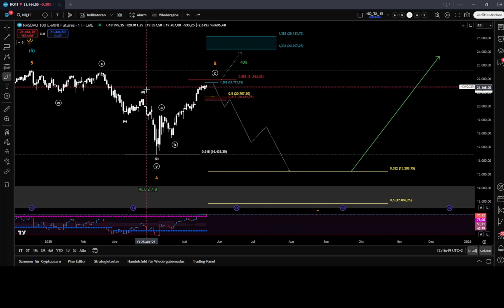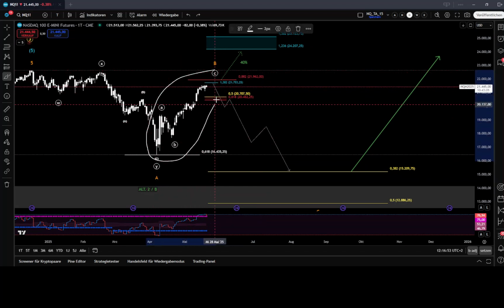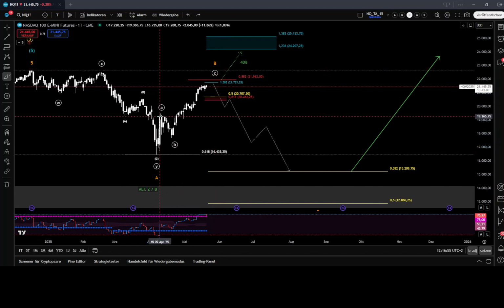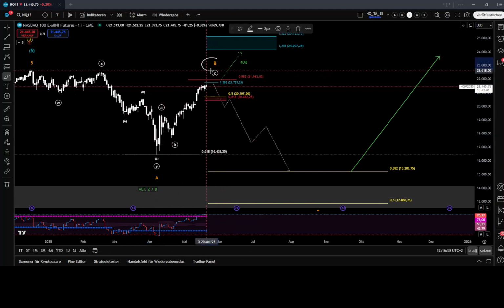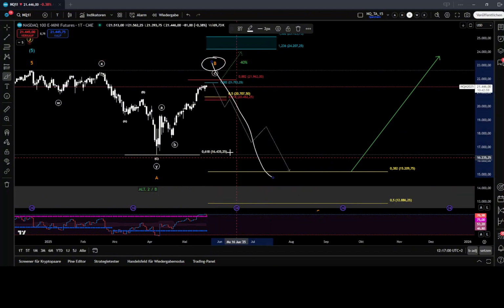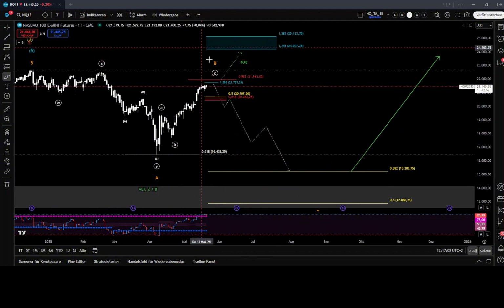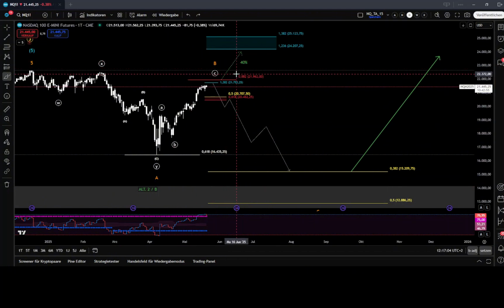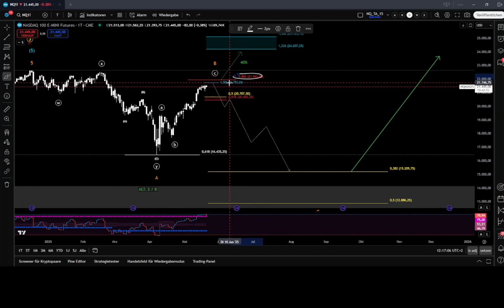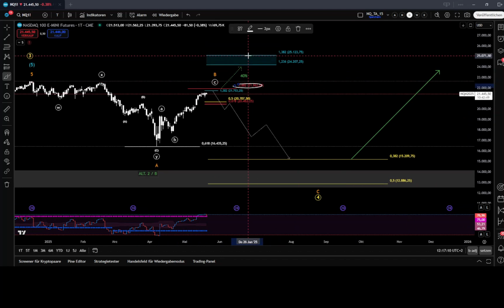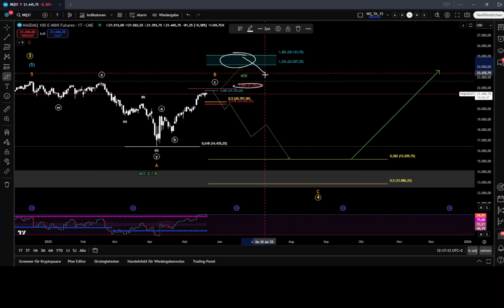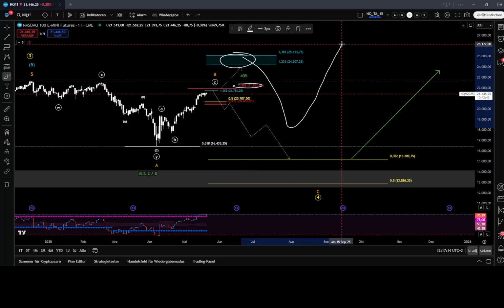Otherwise, I cannot count that as a clear impulse. So that whole ABC pattern here is also questionable. It could be labeled as a WXY to the upside in the B wave here, followed by a C wave to the downside. I have also put a possibility on the chart: if the 88.2 is touched and we possibly take these highs, it could also be an irregular B wave to the upside, with another low, maybe a running flat, and then launch from here.